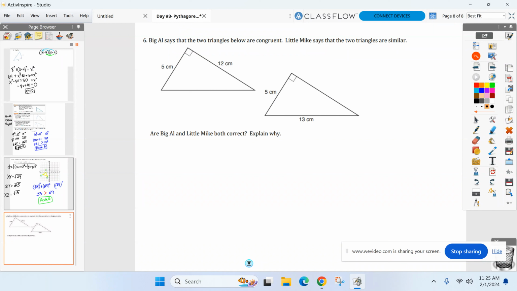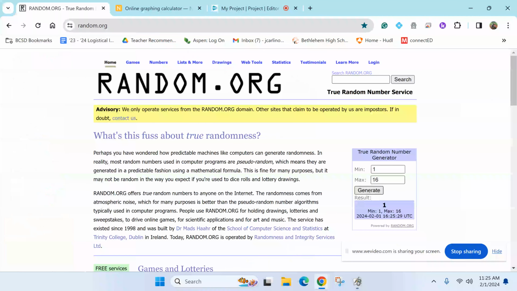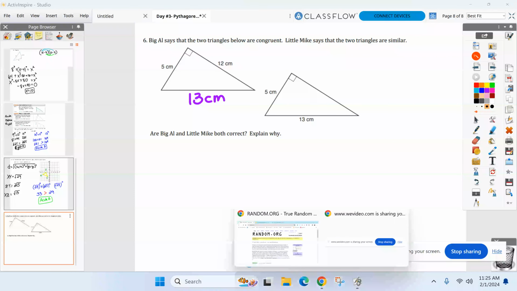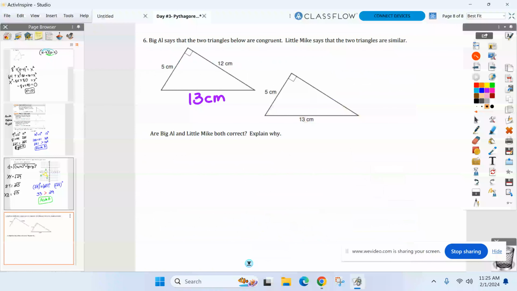Missing side of the first triangle. Charlie, what do you have? 13 centimeters. Thank you for this one. Good. Missing side of the second triangle. Gabby? 12 centimeters. Good.